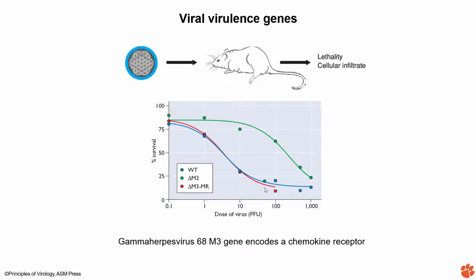All right, so here we are looking at viral virulence genes, and carefully understand that experiment, what happens. Here, gamma herpesvirus 68, and the M3 gene encodes a chemokine receptor. What we are looking at is the dose in PFU on the bottom x-axis, and the percentage of survival on the y-axis. So the blue plot is the wild type. You just infect with this dose, and you can see that right here.